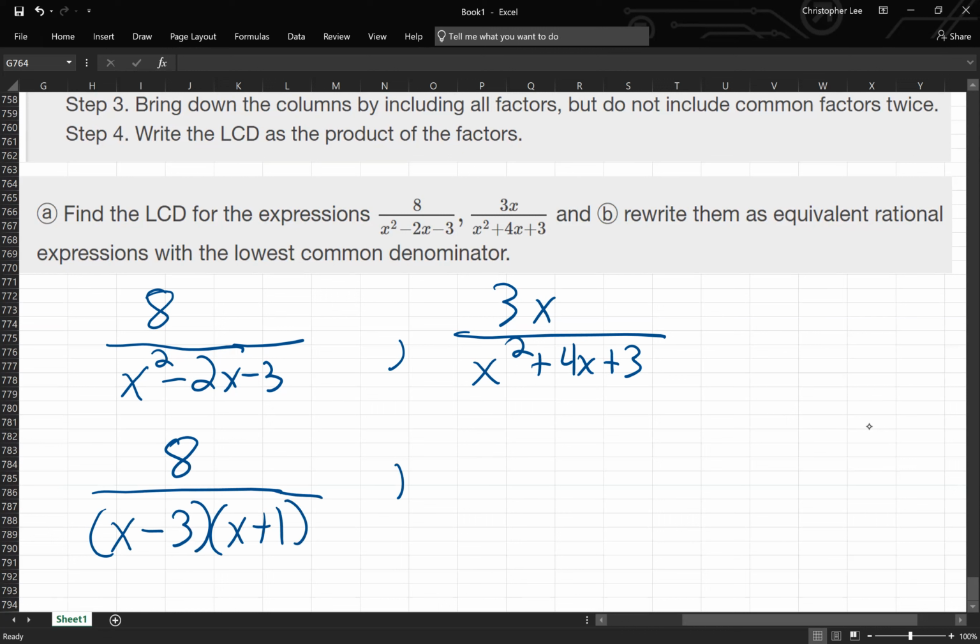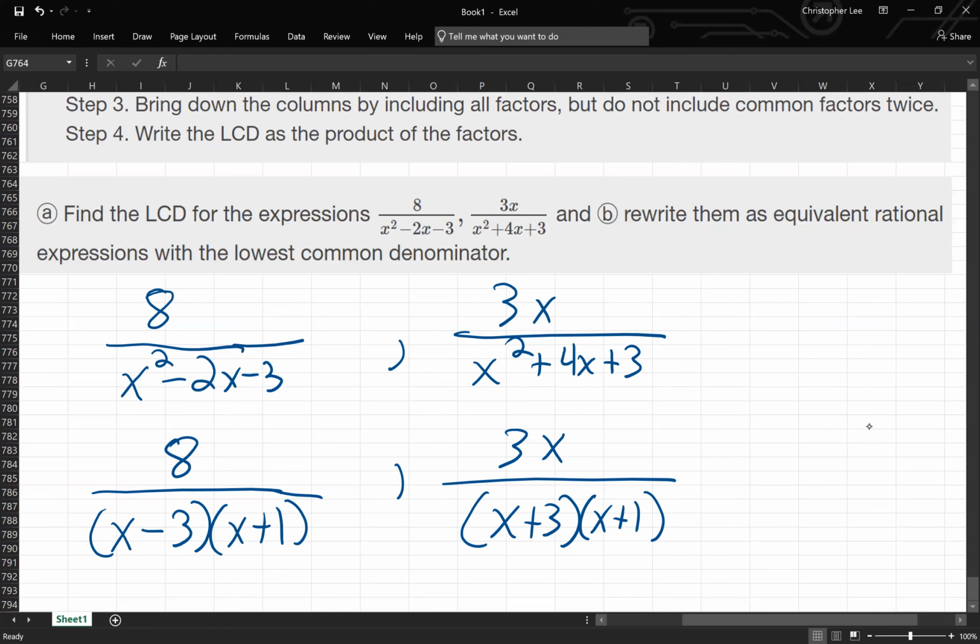Again, AC method if you are not sure how I did that, right? Over here we have 3x over, what's this? X plus 3, x plus 1, right? Two numbers that multiply to positive 3. When you add them together, get 4, boom, right?